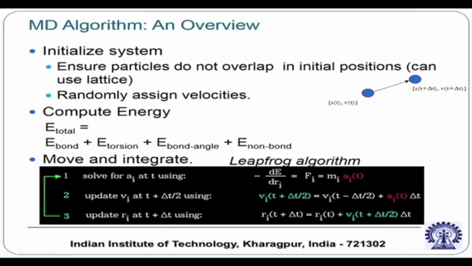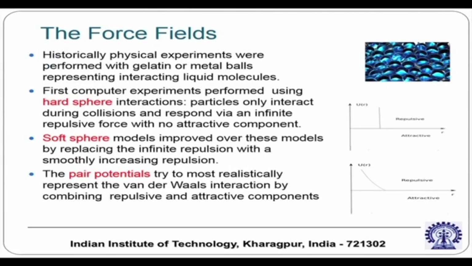So you have got the velocity at the midpoint of the time interval and using that midpoint you have as if jumped by another delta t by 2 and you have got the r at t plus delta t. So this algorithm is called the leapfrog algorithm, very commonly used in molecular dynamics. So very simple, one of the very elementary steps in finite difference that you can use for this. The force fields are where the physics or the chemistry comes in.